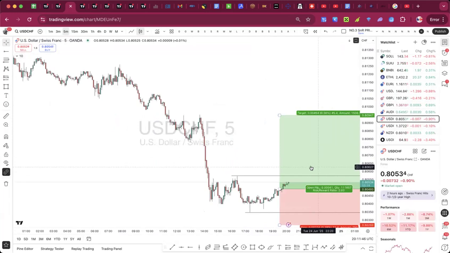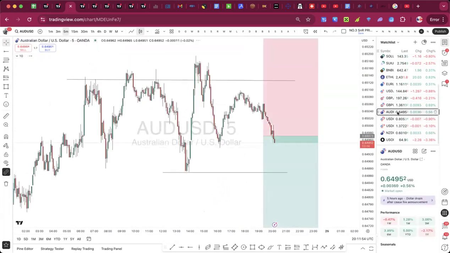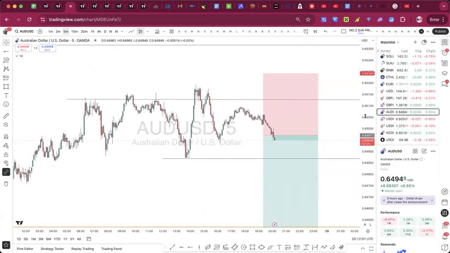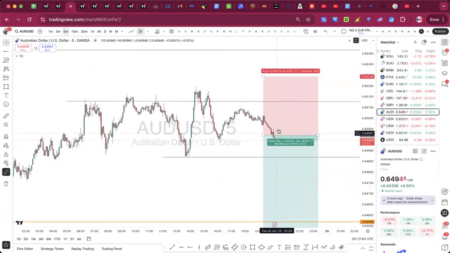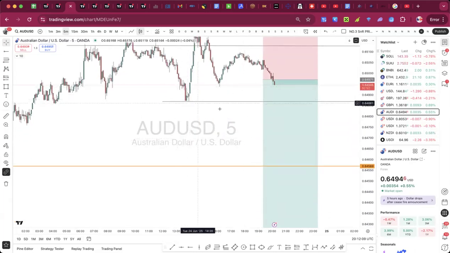USD CHF, we already bought. Okay. Already bought. AUD USD selling. Okay, so you can see what I told you, that I enter small, and if it bounces back, I add, which is this here. If you break this point and retest, add more position.